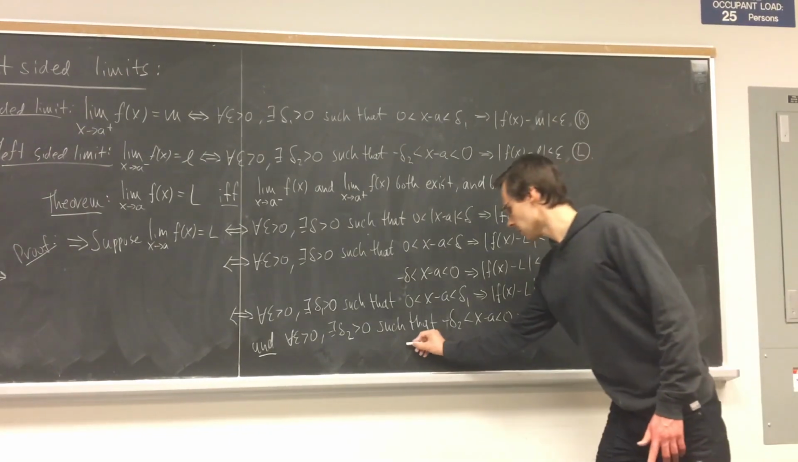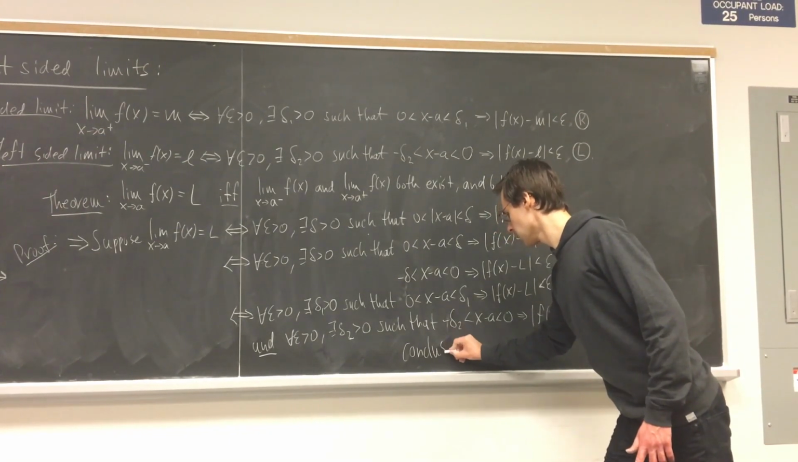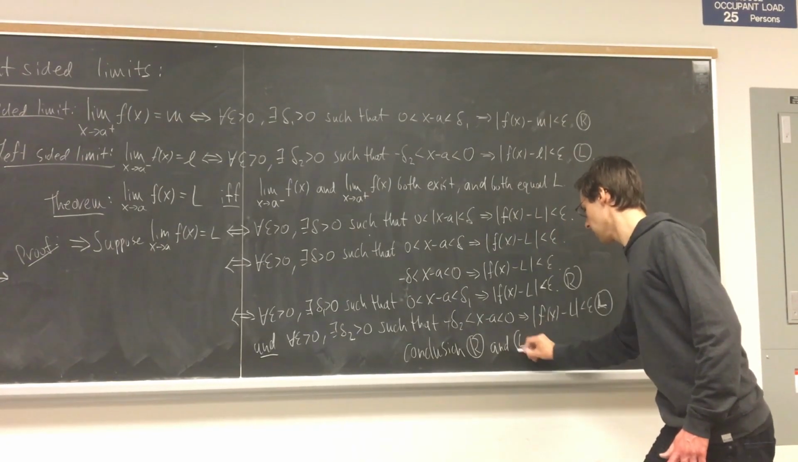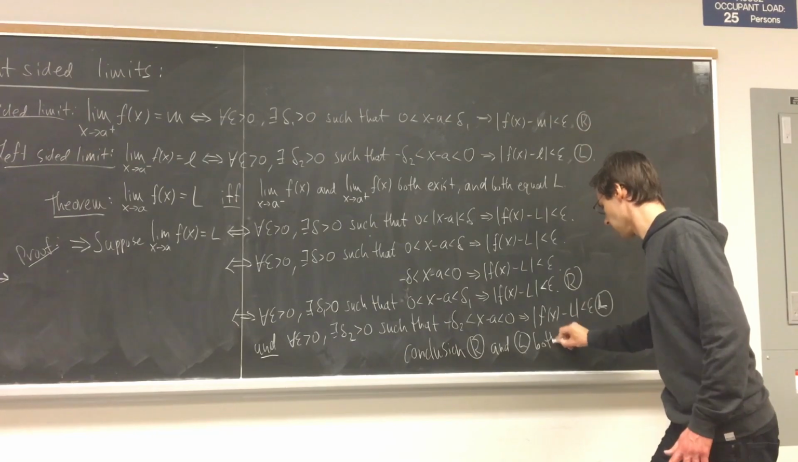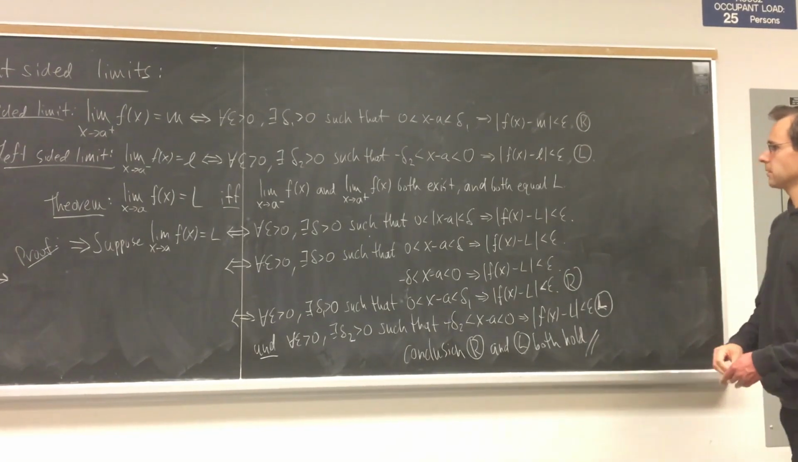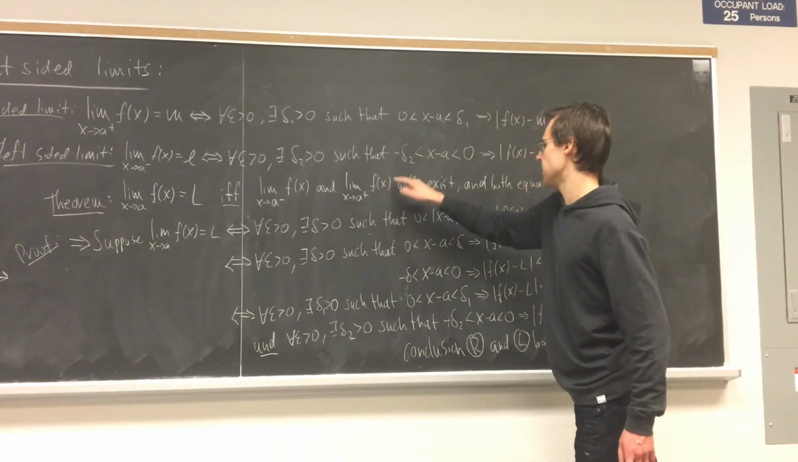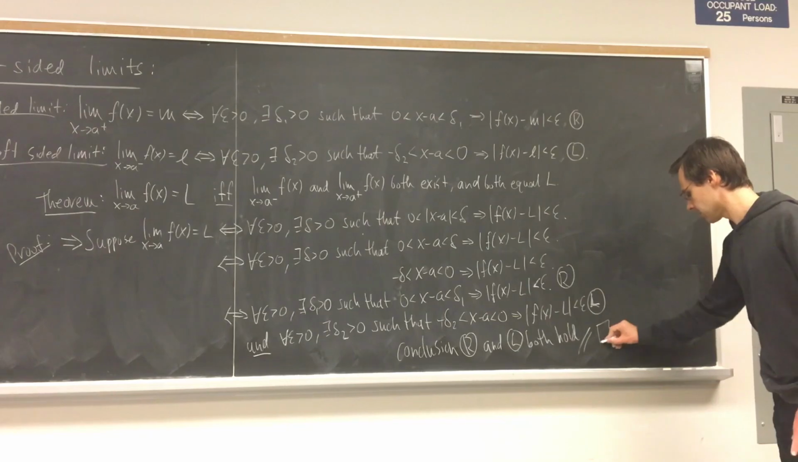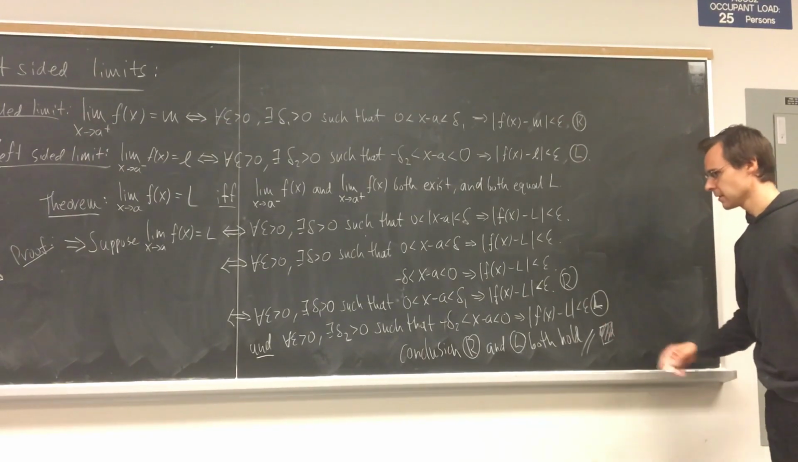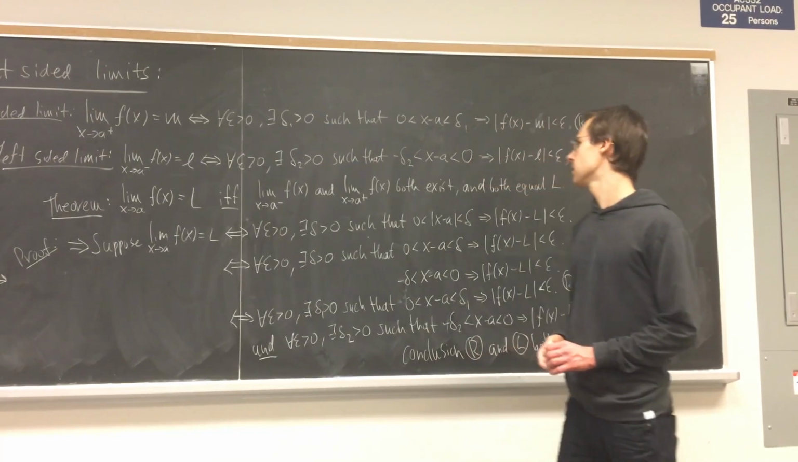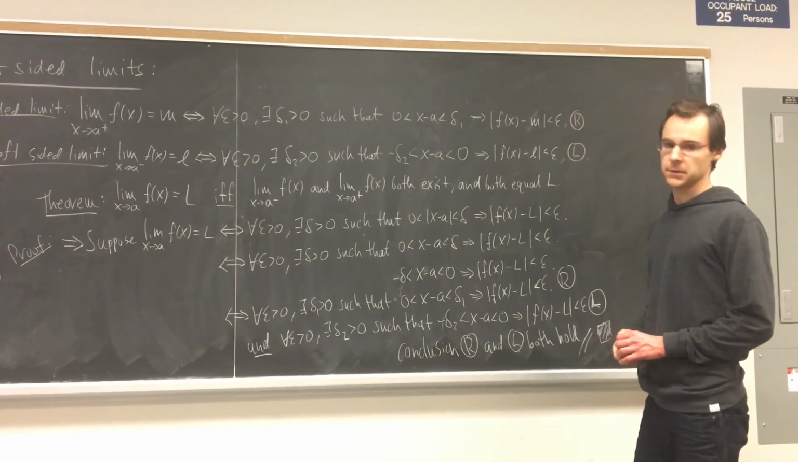Okay? Conclusion, R and L both hold. Okay? There we go. So the two left and right-sided limits exist and are equal to L. Okay? Proof is done. Well, one side of it anyway. But in the way I wrote this, you can pretty much see that the other direction follows as well.